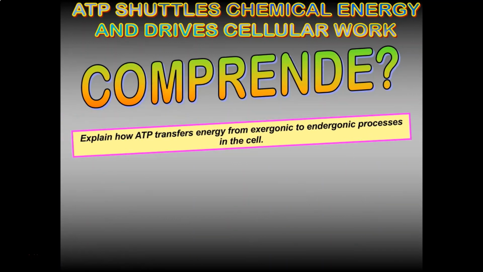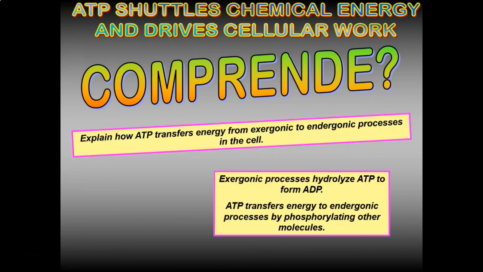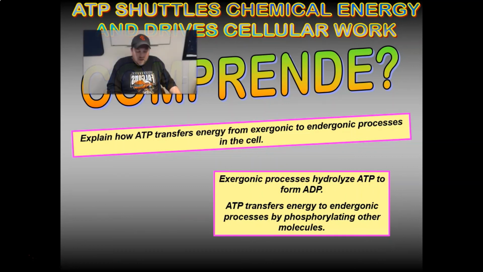Explain how ATP transfers energy from exergonic to endergonic processes in a cell. Well, again, exergonic processes hydrolyze the ATP, so you're ripping apart the ATP to form ADP, and then the ATP transfers its phosphate group, right? So that's becoming an endergonic process then. Wherever you phosphorylate, you're putting the energy in, and that's going to have this cascading effect of doing whatever that reaction had to do, right? Pretty cool, pretty cool. So that's pretty much it.